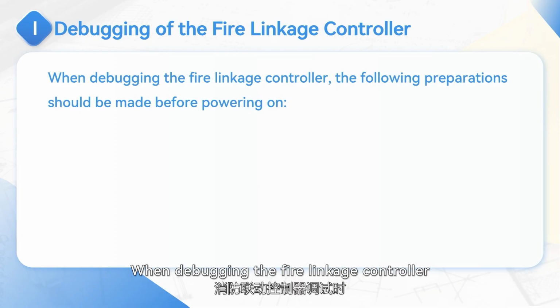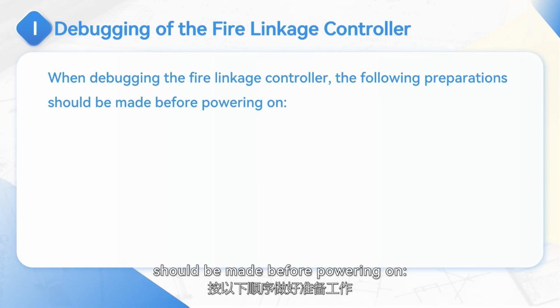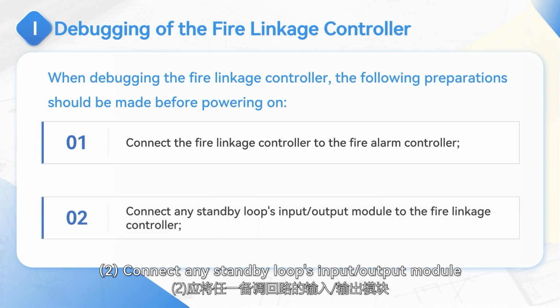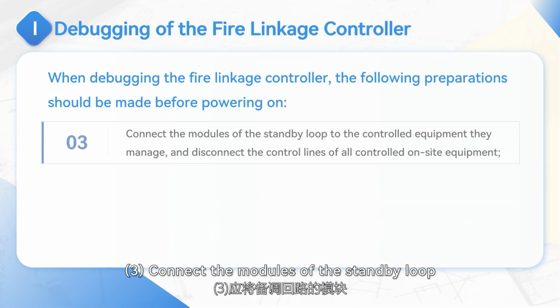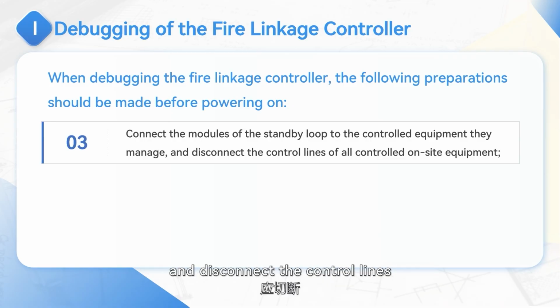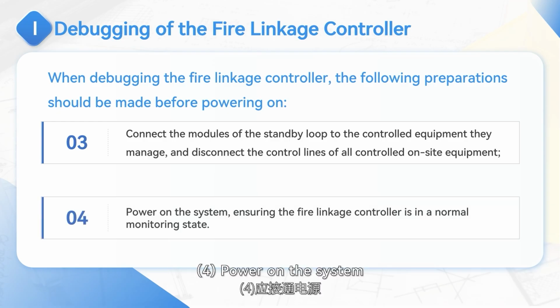When debugging the fire linkage controller, the following preparations should be made before powering on. 1. Connect the fire linkage controller to the fire alarm controller. 2. Connect any standby loops input/output module to the fire linkage controller. 3. Connect the modules of the standby loop to the controlled equipment they manage, and disconnect the control lines of all controlled on-site equipment. 4. Power on the system, ensuring the fire linkage controller is in a normal monitoring state.